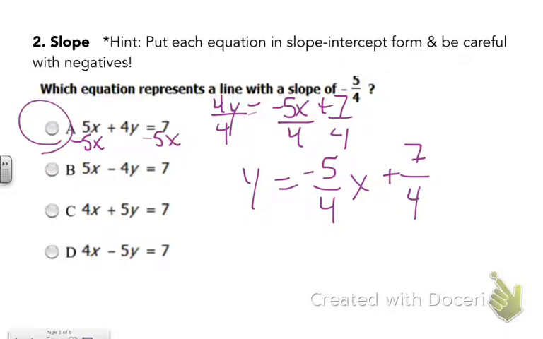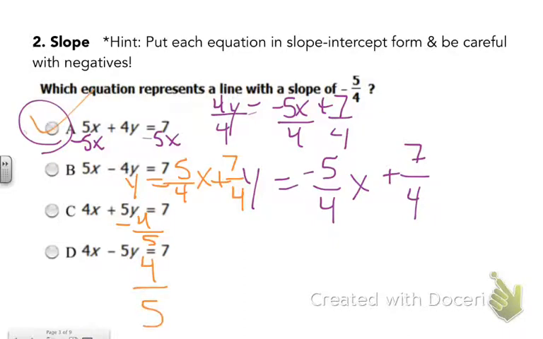So here I end up with negative 5x divided by negative 4, and I get a slope of positive 5/4. Here I end up with negative 4 over 5, and here I end up with positive 4 over 5. So it's definitely the first one. But don't forget that if they're in standard form, you just need to think, put it in slope-intercept form, get y by itself.